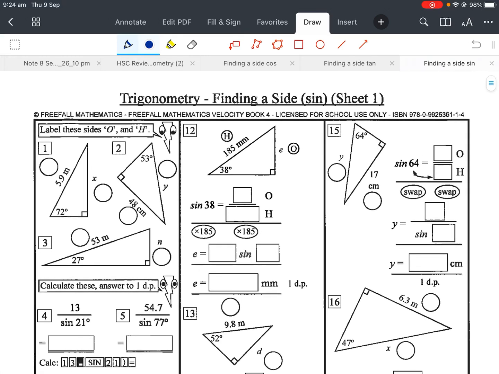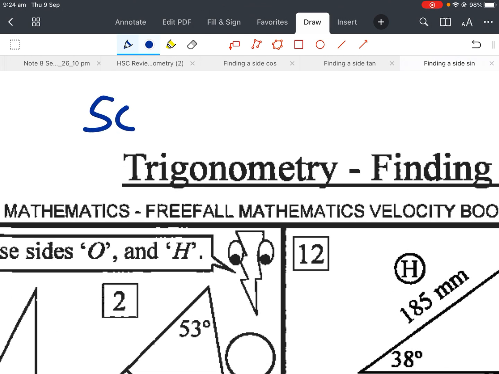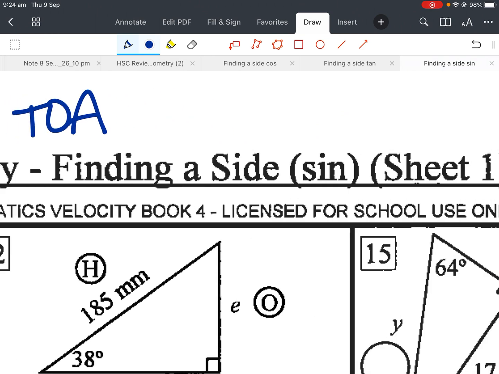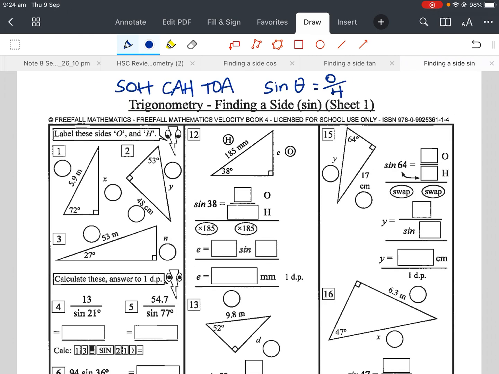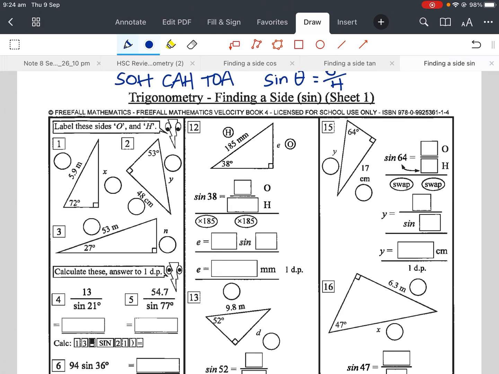So hopefully you've already started by watching the cos sheet and you've got a bit of an idea what to do here. Now remember, for sine we need the SOH part of good old SOHCAHTOA. Don't forget SOHCAHTOA. And that means that we need to use the formula sine theta equals opposite over hypotenuse. Now I'm only going to do every second question or so, and I'm going to get straight on to the second sheet, because most of you did this last year and you all missed the second sheet, but anyway, that's okay.